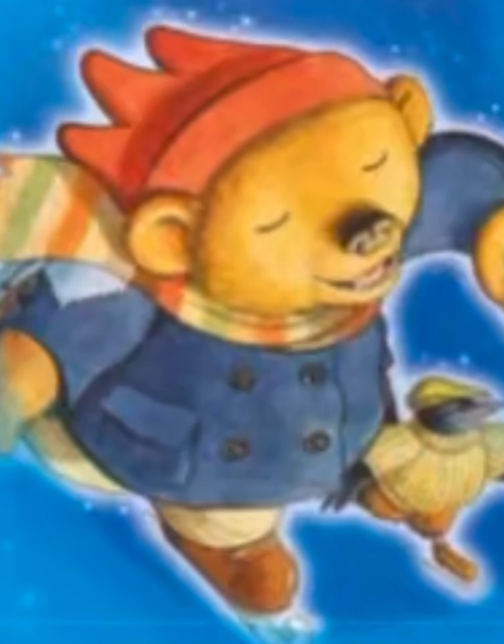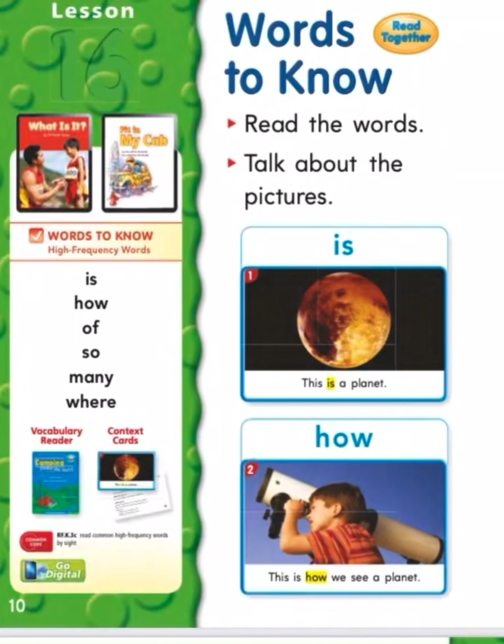Lesson 16. Words to know. Read the words. Talk about the pictures. Is. This is a planet. How. This is how we see a planet.